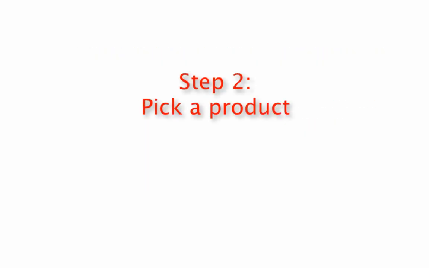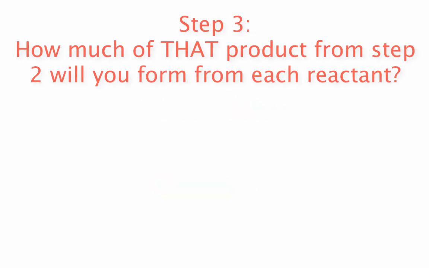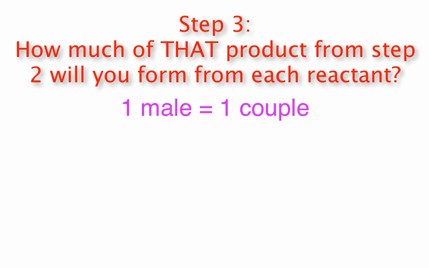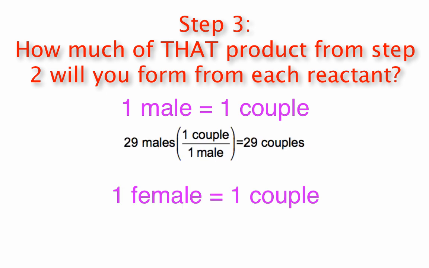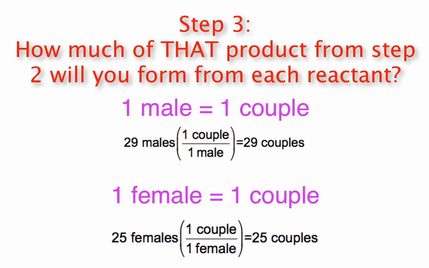Step 2, pick a product. Well, there's only one product, couples. Step 3, how much of that product will you form from each reactant? In this case, the conversion factor is 1 male equals 1 couple and 1 female equals 1 couple. So with 29 males, you form 29 couples. With 25 females, you would only form 25 couples.